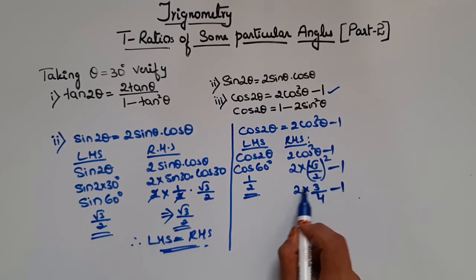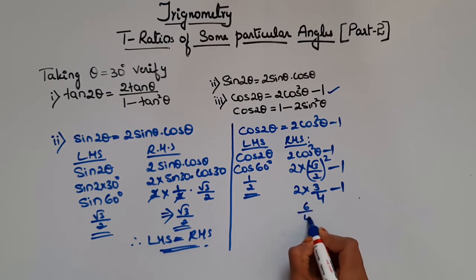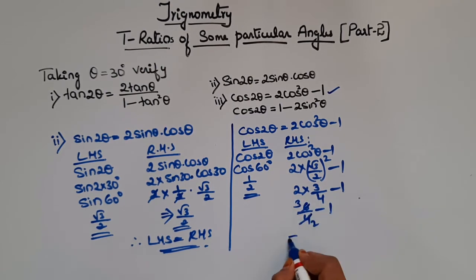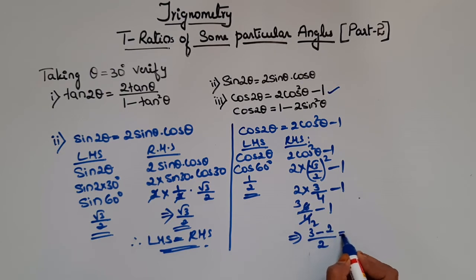So here we have 3 2s are 6. 6 by 4 minus 1. So 2 2s are 4, 2 3s are 6, which implies by taking LCM 2 is LCM. So 3 minus 2 1s are 2, which is equal to 3 minus 2 is 1, 1 by 2, right? So therefore your LHS is equal to RHS.